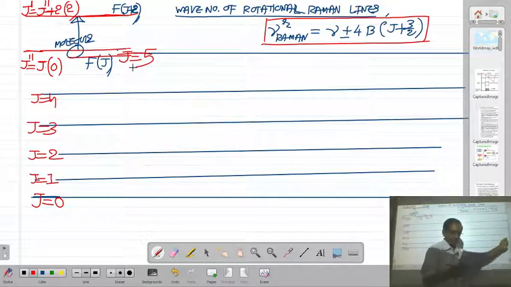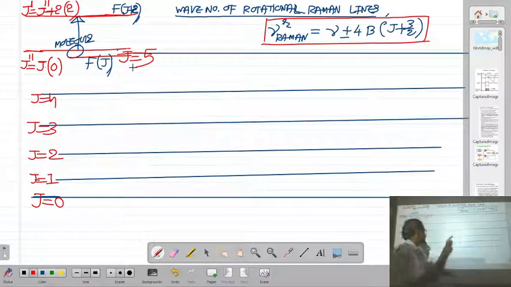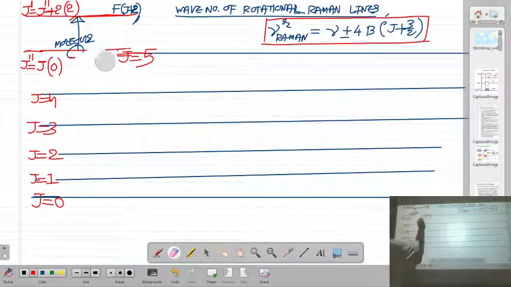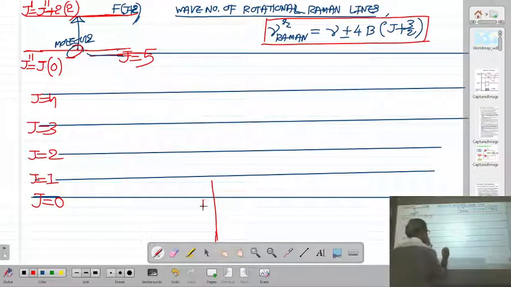This is the lowest rotational level for which J is equal to 0. This is the upper rotational level for which J is 1. For these levels J is 2, 3, 4 and 5. Okay. Now, see, suppose this is the Rayleigh line. I show the Rayleigh line. This is the Rayleigh line.